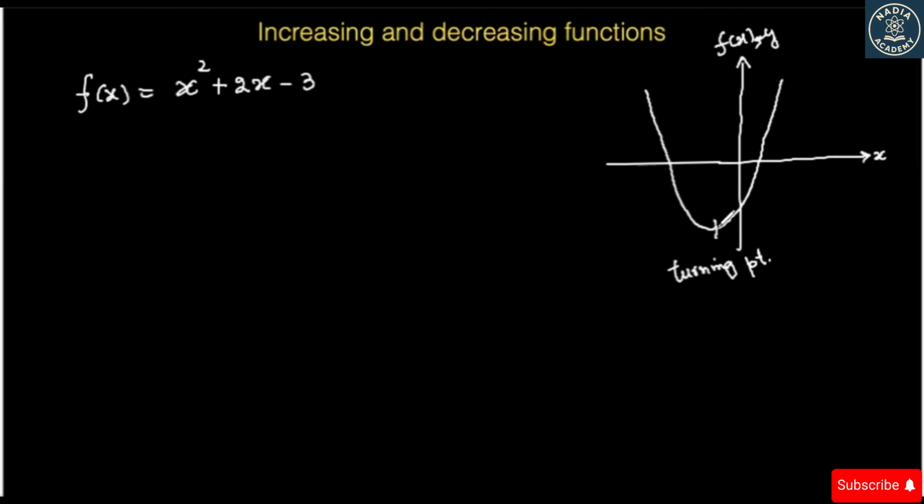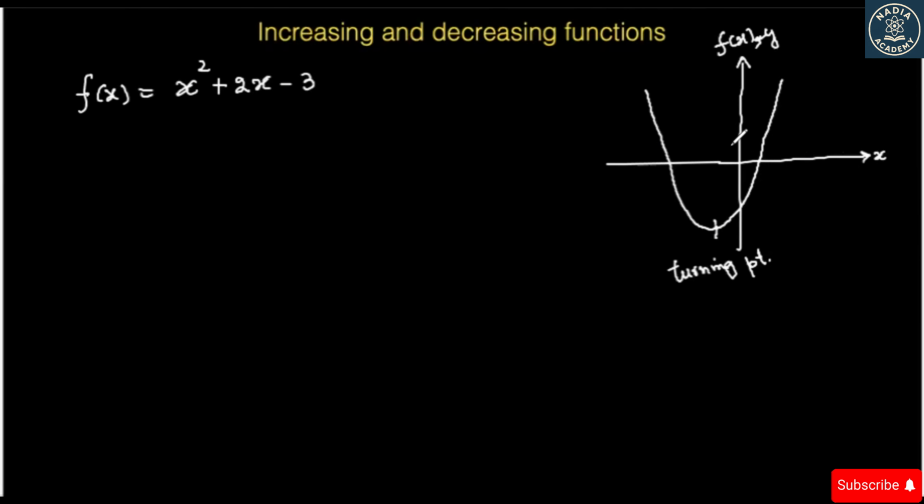Above this turning point, this function is an increasing function because the value of the function increases with a further increase in the x values. So this parabola has both natures, decreasing and increasing. Below the turning point, this parabola is a decreasing function, but above the turning point, this parabola is an increasing function.